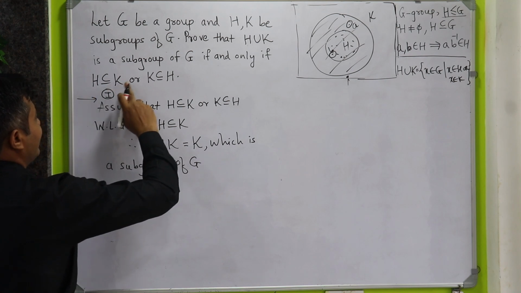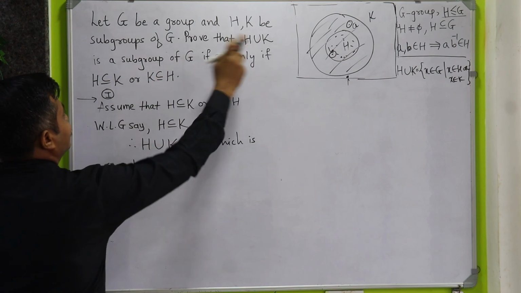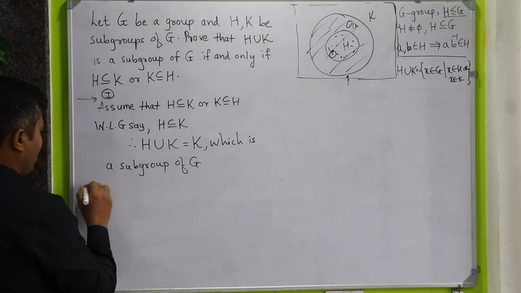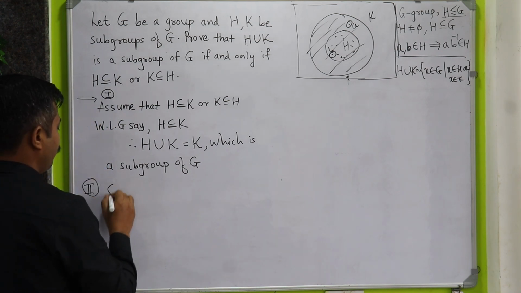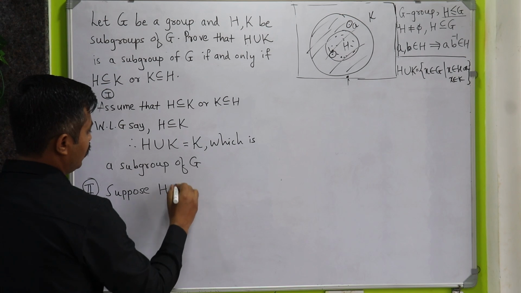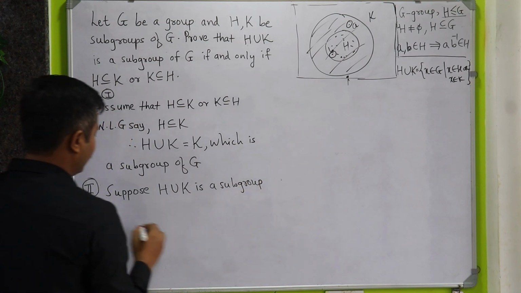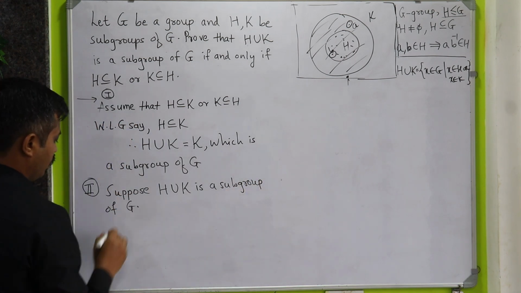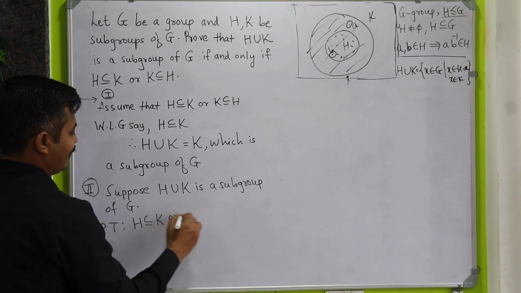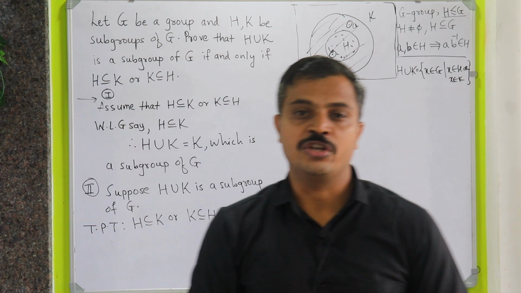So we have assumed H is a subset of K or K is a subset of H, and we have shown that this H union K is a subgroup of G. Now we will go the other way round, that is our part 2. So I will say, suppose this H union K is a subgroup of G. Now by using this fact, we have to show H is a subset of K or K is a subset of H, and this we are going to prove with the help of contradiction.